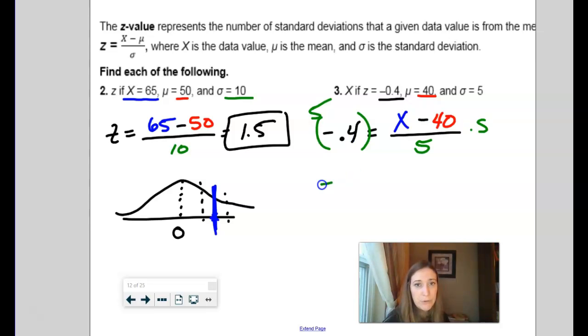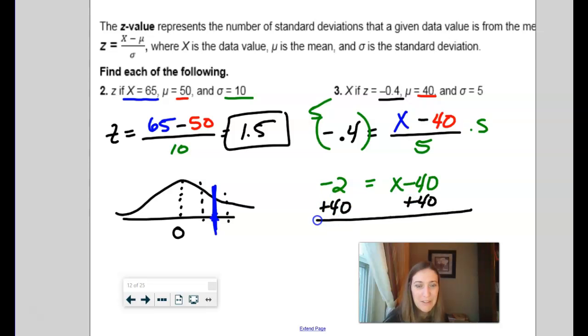Negative 2? I said that like a question. It wasn't really a question. I think it's right. And then I'd add the 40 over, and we find out that the value here is 38. Fingers crossed. Check the key. I didn't answer it on the key, so I don't know if I'm right. Let me double check again. 5 times negative 0.4? It's totally negative 2. Go me.